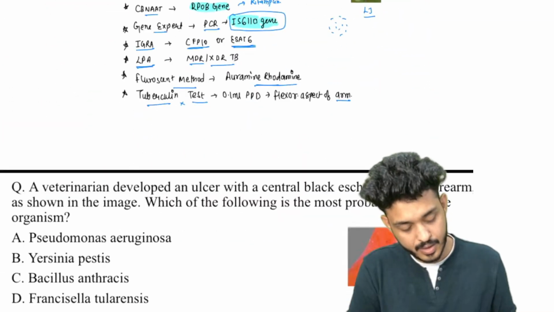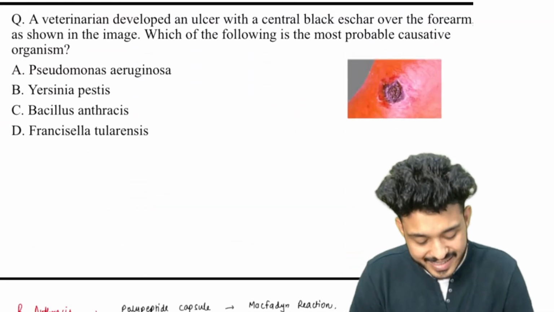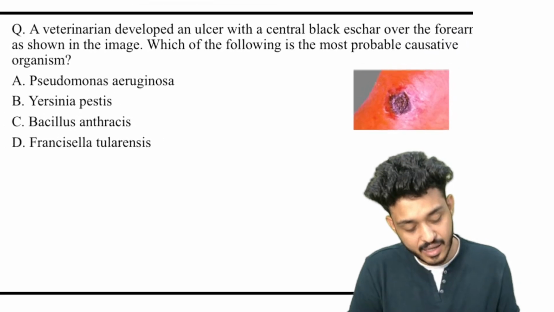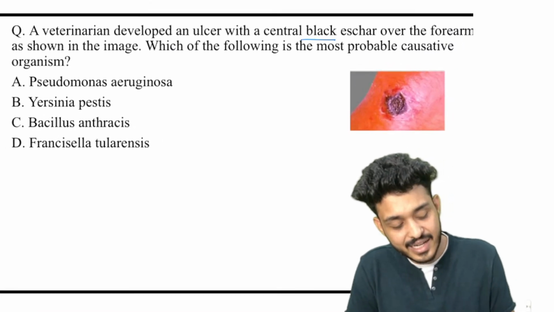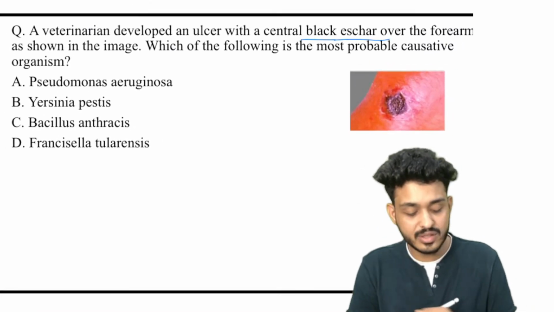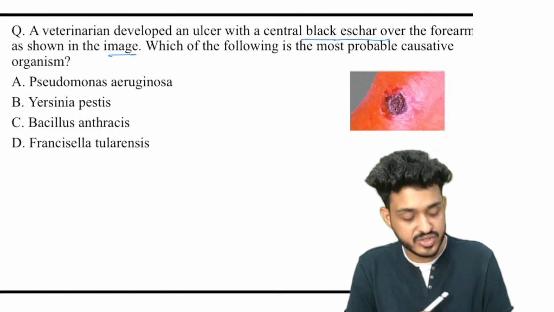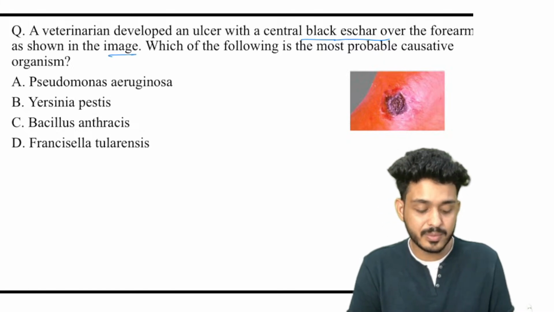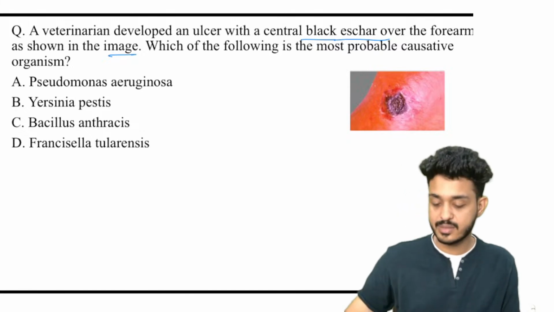Okay. Next one. A veterinarian developed an ulcer with a central black scar over the forearm, as shown in the image. Which of the following is the most probable causative organism? Try to answer.